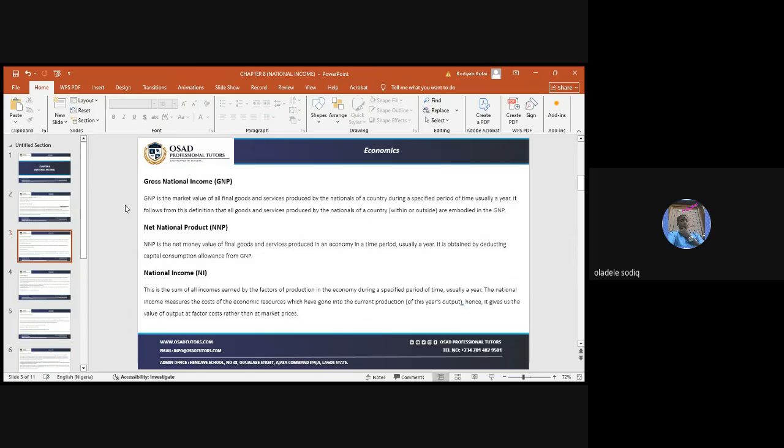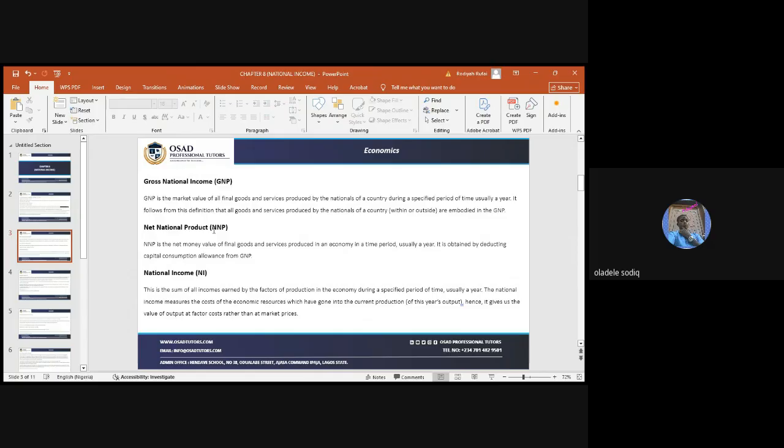Do you understand now? So it follows from the definition that all goods and services produced by the nationals of a country, within or outside, can you see now? Within the country or outside the country are embodied, that is, they are calculated in the GNP. Take note of that.